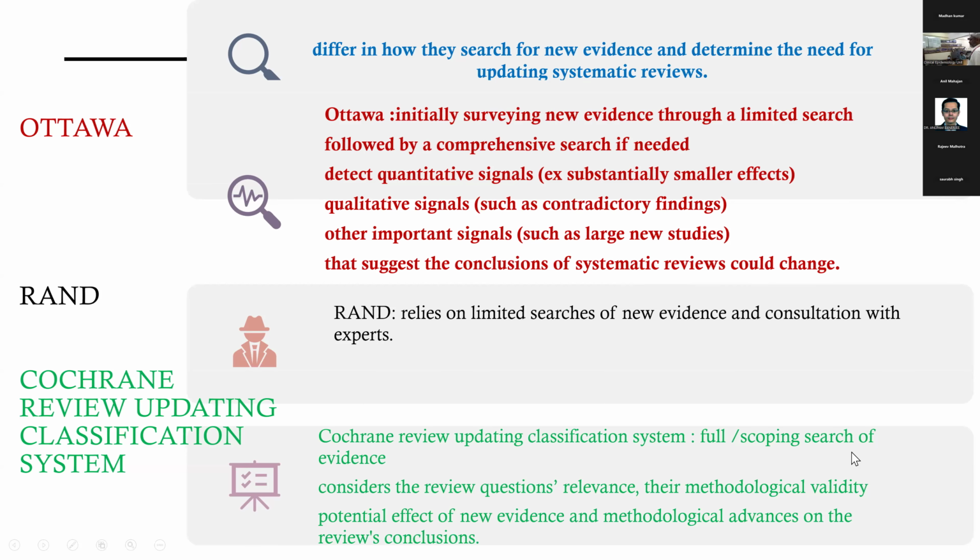Similarly, the RAND. RAND is basically you ask the experts, Vignesh sir, should we do some more? No, I searched recently, I didn't find anything. Okay, that's it. No need to update the systematic review. That is a bit about RAND. I'm making fun of that. Then there's the Cochrane review updating classification system. If anybody is interested, you can see how the Cochrane plans this.